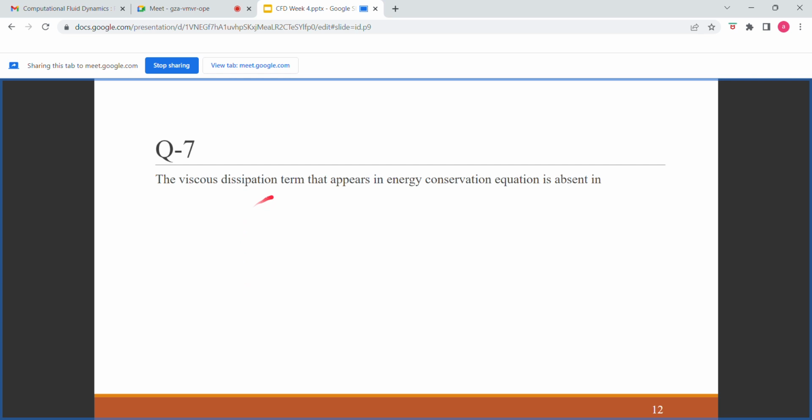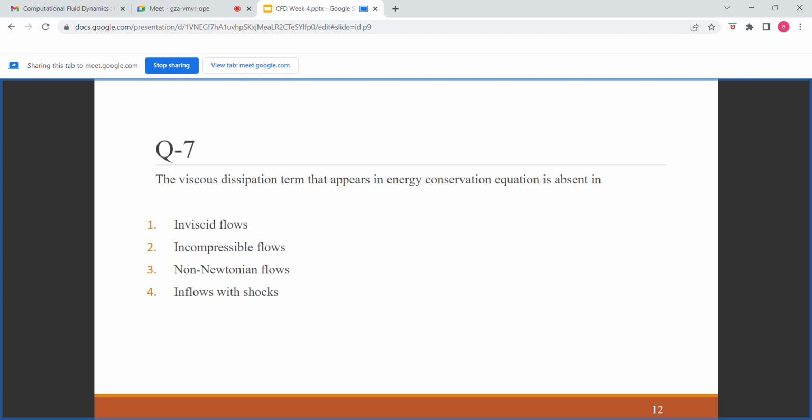The viscous dissipation term that appears in the energy conservation equation is absent in inviscid flows, incompressible flows, non-Newtonian flows, in flows with shocks. So basically it is asked that the viscous dissipation term that appears in the energy conservation equation would be absent in which of the following flows. So the first option is inviscid flows.